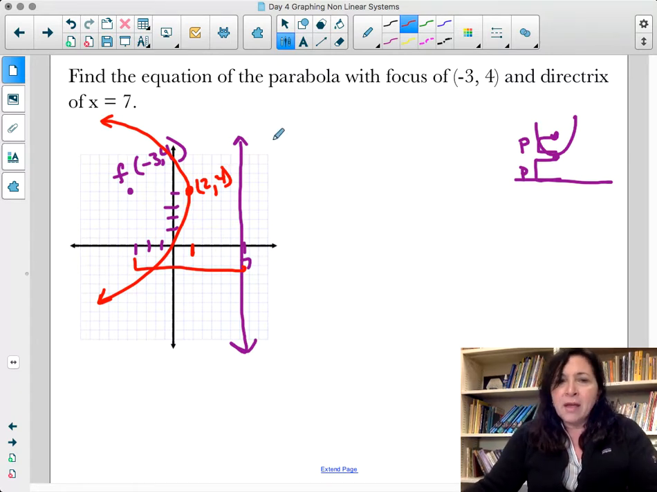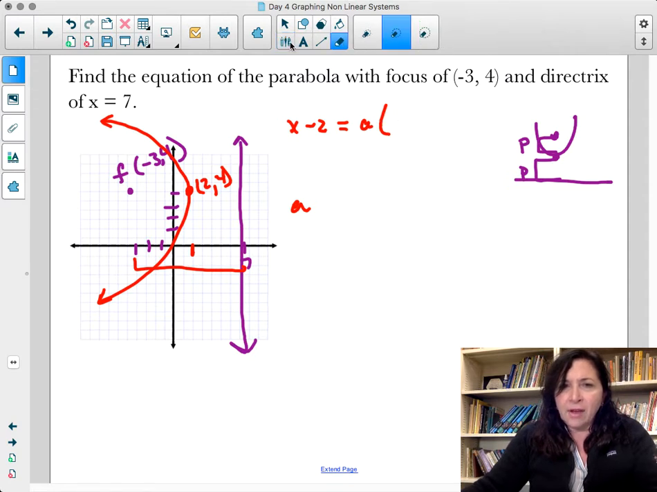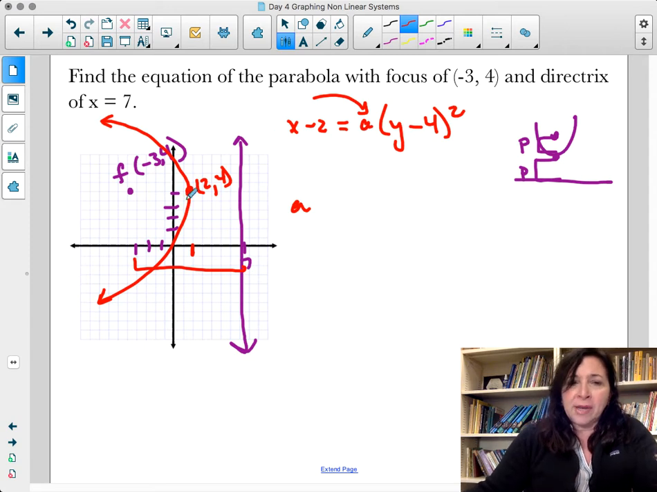And so my equation, because it's going that way again, remember that's going to give me my negative a. So we have x minus 2 equals, and then I'm going to hold off on a. This is a times the quantity y minus 4 quantity squared. And remember, this value will be negative. I'm just going to leave it as a right now because I do know it will be negative.